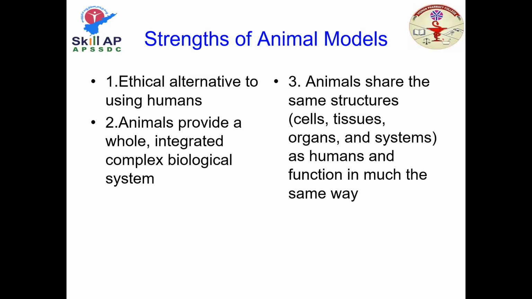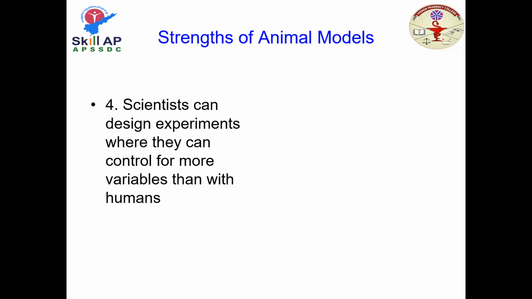Animals provide a whole integrated complex biological system. In vitro, it won't provide a whole system. Whatever organ systems we have, animals also have: digestive system, reproductive system, respiratory system. Animals share the same structures. Whatever tissues and cells we have, they are also the same in animals. Scientists can design experiments where they can control for more variables than with humans. So based on the similarities, somewhat less stringent rules and availability, scientists can plan work for identifying new drugs or medical devices.